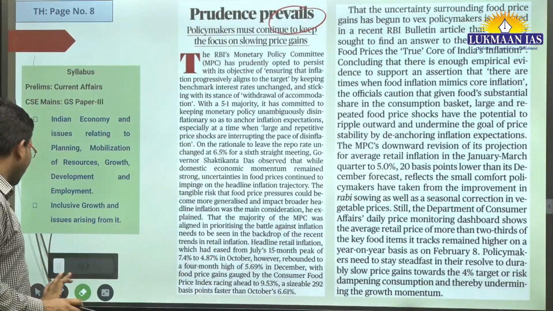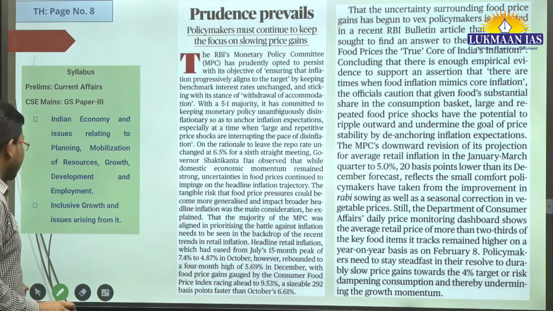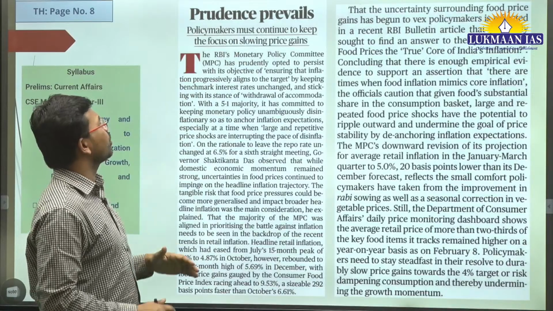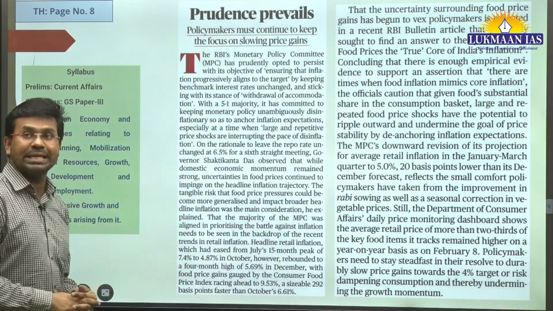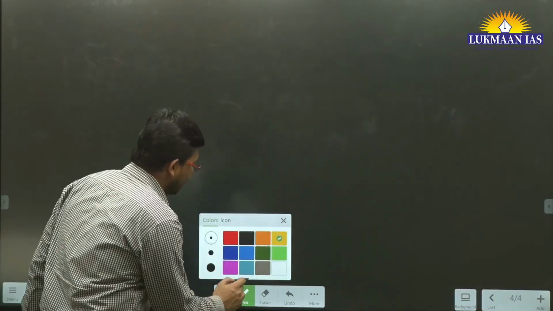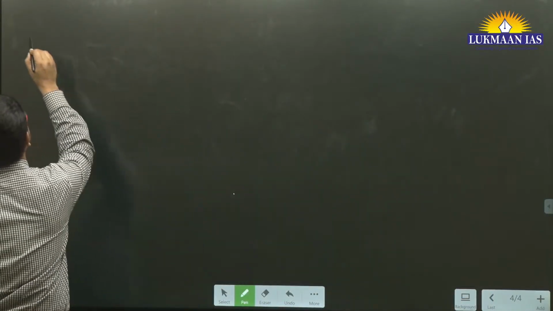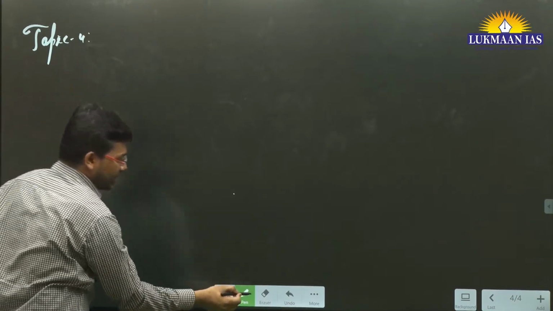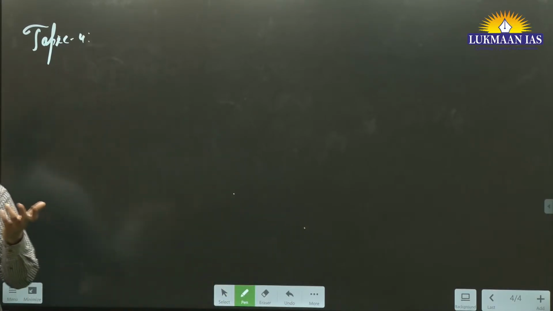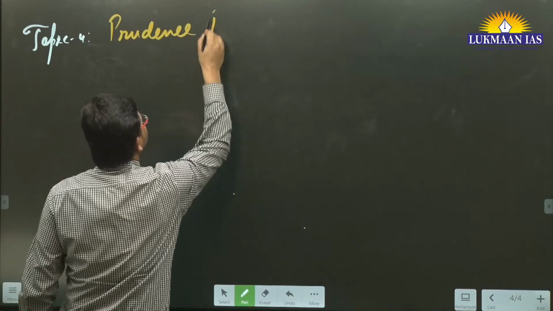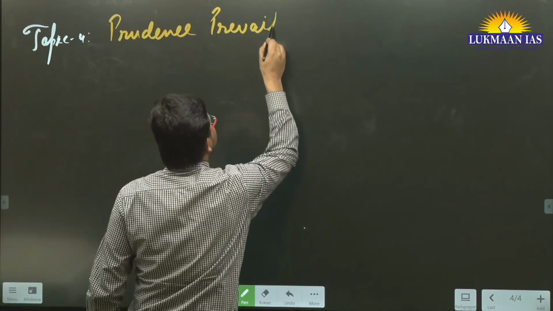This is topic number 4 for the day. We are going to be quick in understanding this topic. It says, prudence prevails. Policymakers must continue to keep the focus on slowing price gains. This topic is related to the Indian economy, and we are going to discuss it quickly. Here there are some important facts that I am going to discuss with you, and these facts will be important for you to understand for the prelims exam, right? It says prudence prevails.